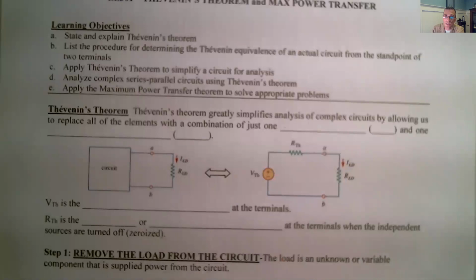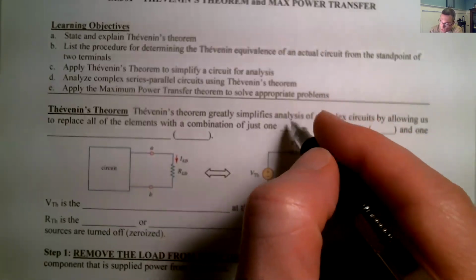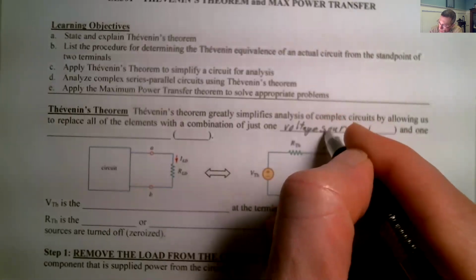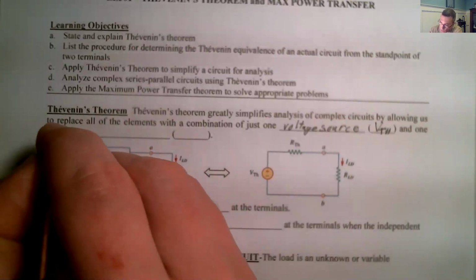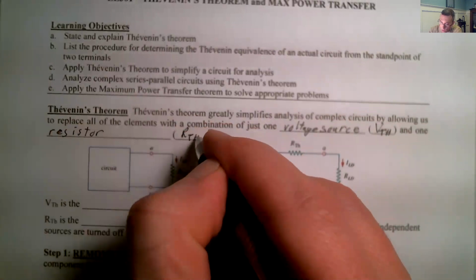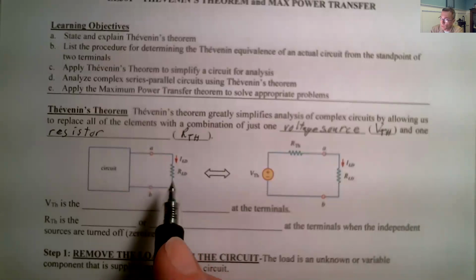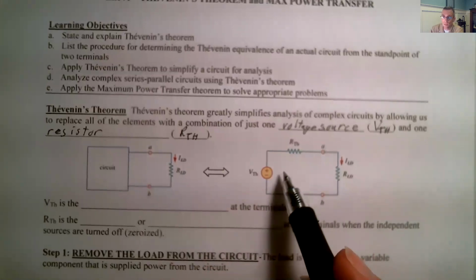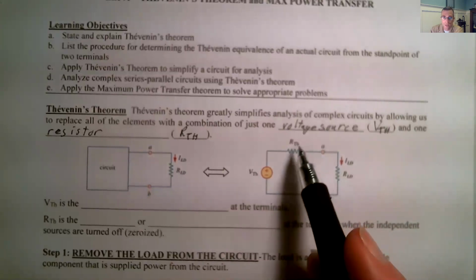It simplifies the analysis of complex circuits, allowing us to replace all of the elements in the circuit with the combination of just one voltage source, which we call VTH, and one resistor, which we call RTH. So we take this complex circuit here, and we've got some component that we call our load, and we replace everything that's not our load with just a simple voltage source and a resistor.